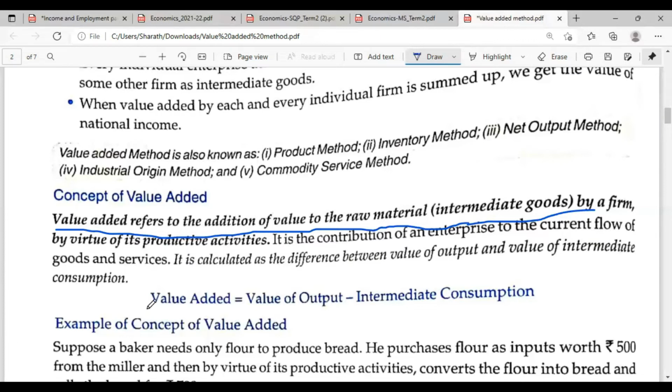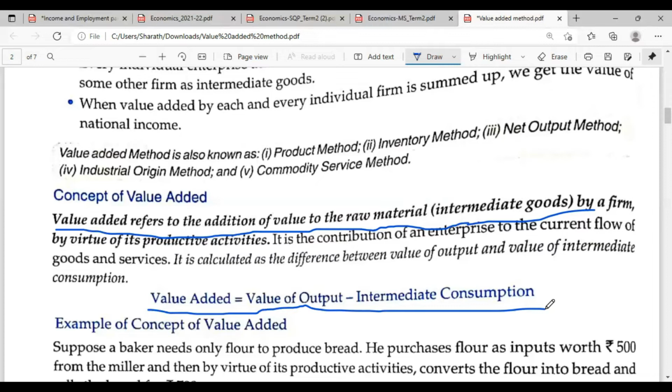How exactly do we calculate this value added? There is a formula for that. The value added is equal to value of output minus intermediate consumption. The value of output is nothing but sales. At what value the firm is going to sell in the market, that is considered the value of output. From this value of output, if you subtract intermediate consumption, we get the exact amount of value addition which is needed to derive the national income.